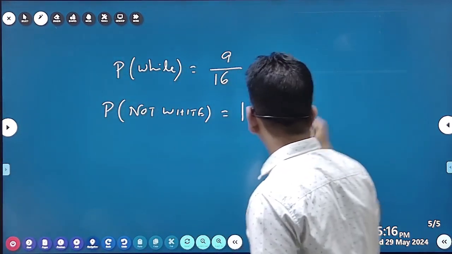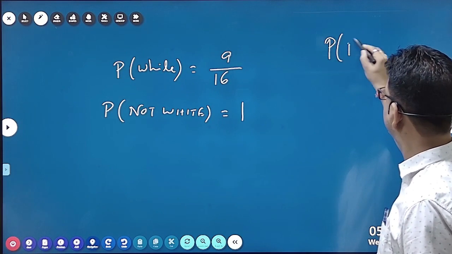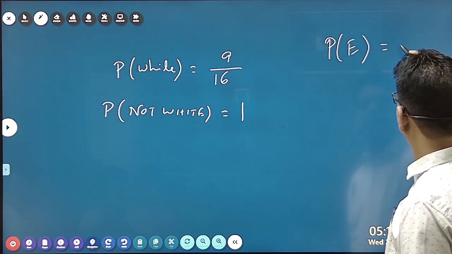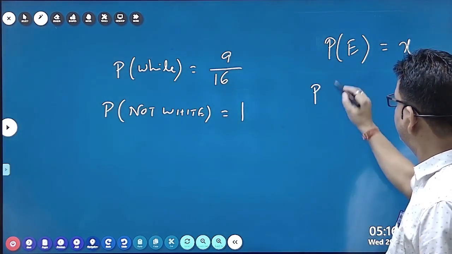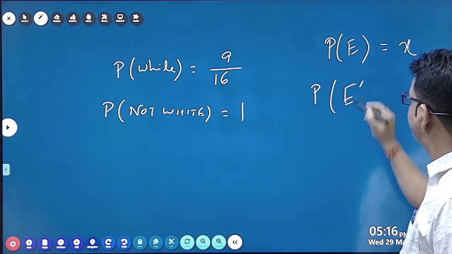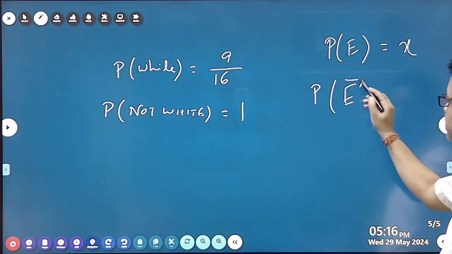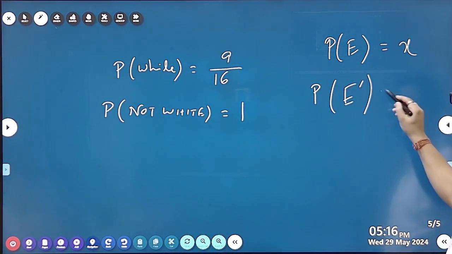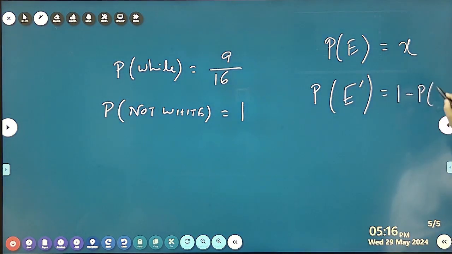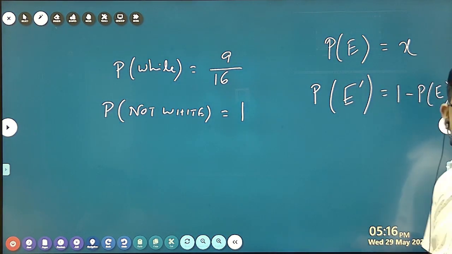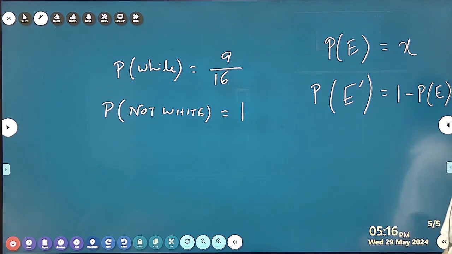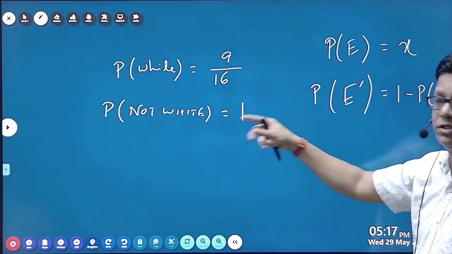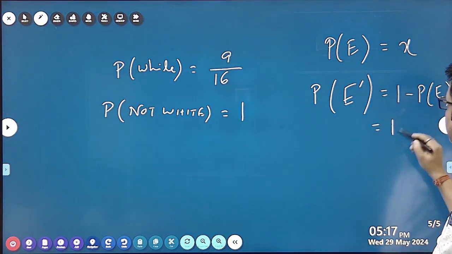The rule is, if the probability of any event E is suppose x, then the probability of not E, we mark E dash or E bar, whichever, so probability of E dash, that means not E, is just 1 minus P(E). So from 1 you have to subtract that. I hope this is known to you why 1, because the total probability of all the elementary events is always 1. So just do 1 minus P(E), which is x.